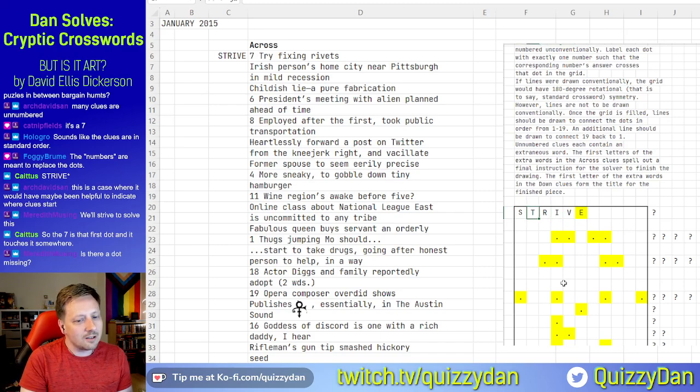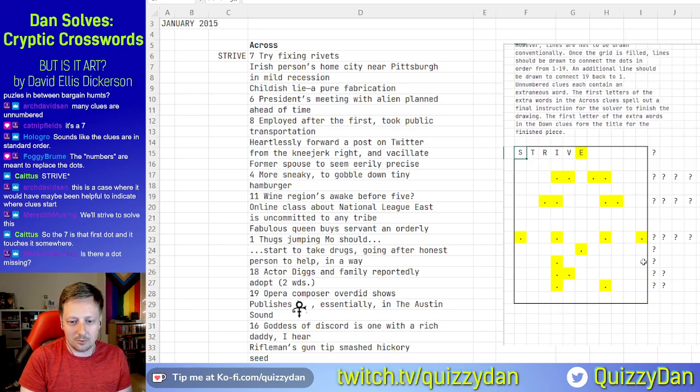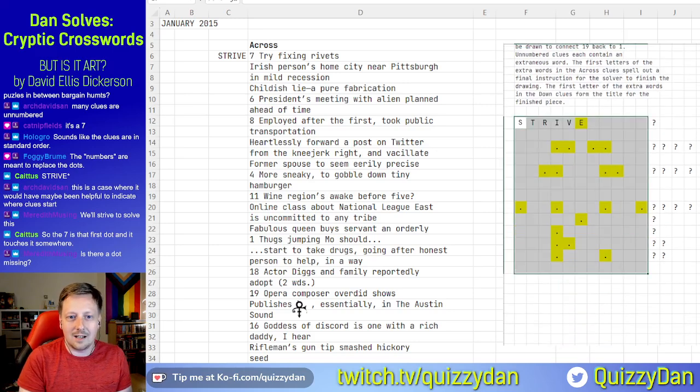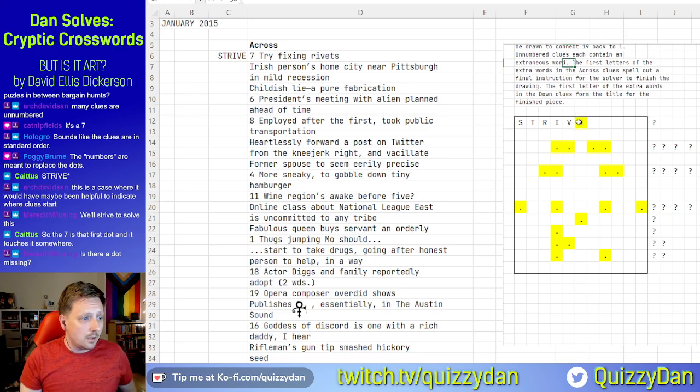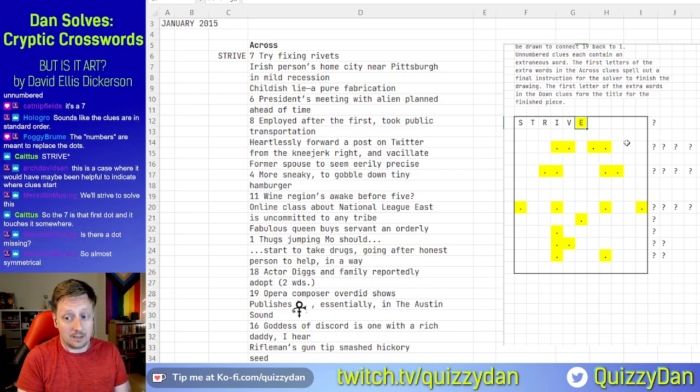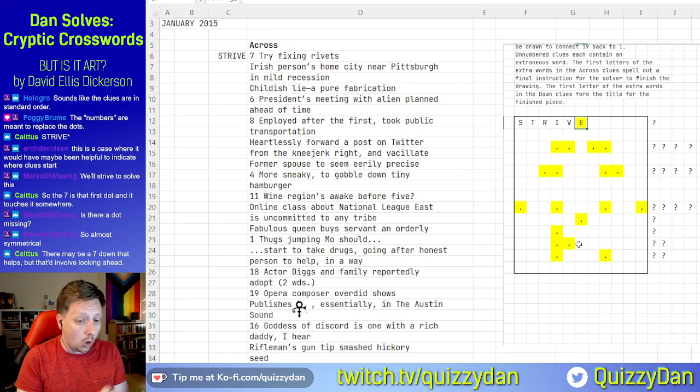I bet it's not going to go there. That S looks smaller to me than all the others. So let's try that. Thank you. No, there's no dots missing. It's just we don't know which letter is going to hit that dot, because regardless of where we put strive, it will hit that dot. It would be symmetrical based on normal crosswording. But I'm going to put it there, and we're going to find out stuff later.